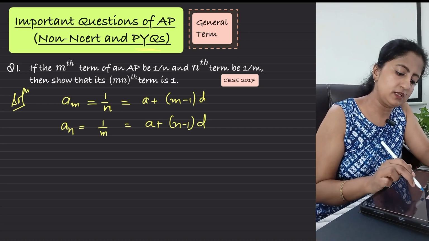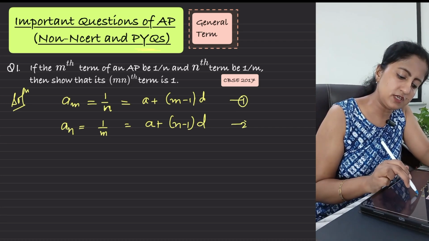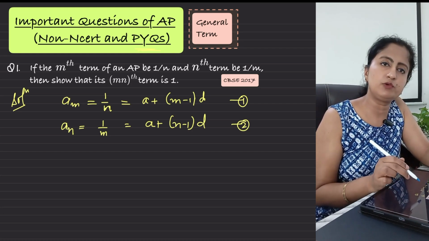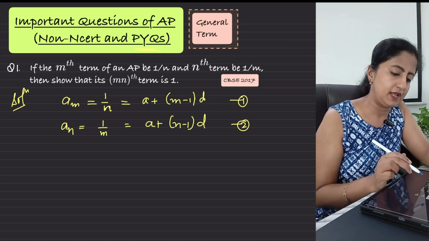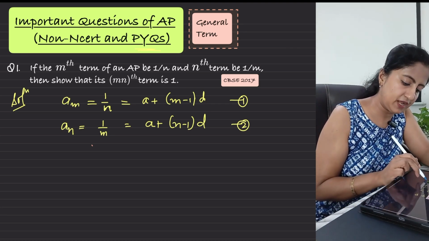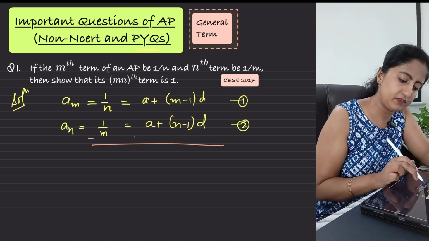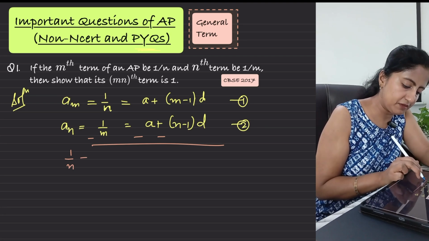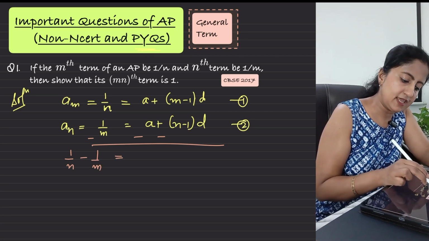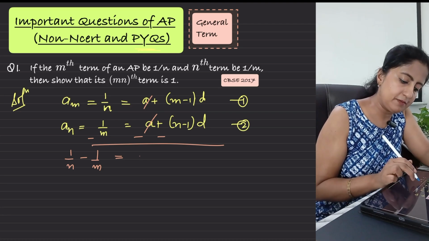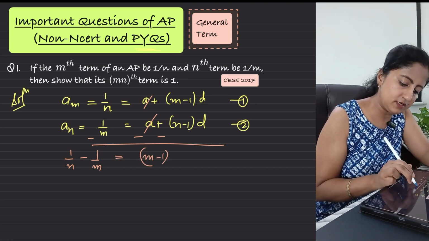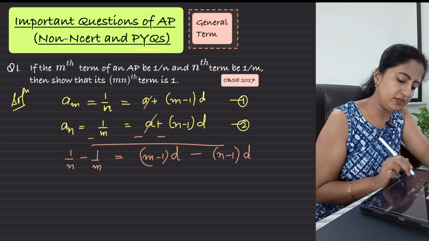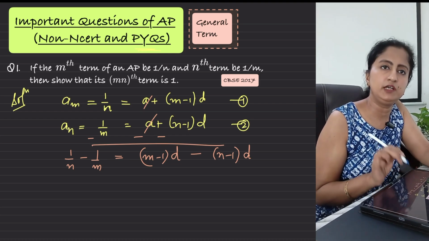Now, what we can see over here, these are two linear equations with two unknowns, and the unknowns are a and d. So we will solve these two equations. I will use elimination over here and will eliminate such that I am going to subtract them. So what will happen over here on the left hand side, I will have 1 over n minus 1 over m equals, and a will get cancelled. I am left with m minus 1 times d minus n minus 1 times d. Now we need to solve this one and it will give us the value of d over here.